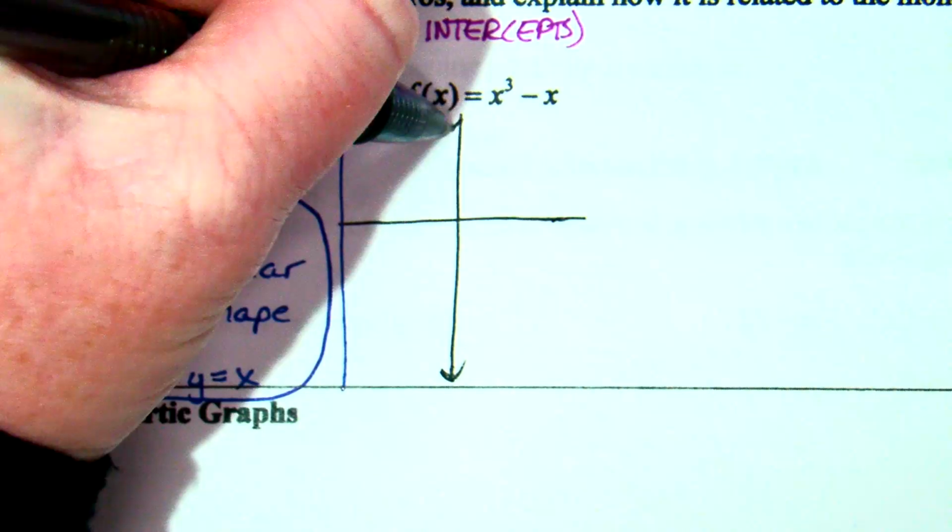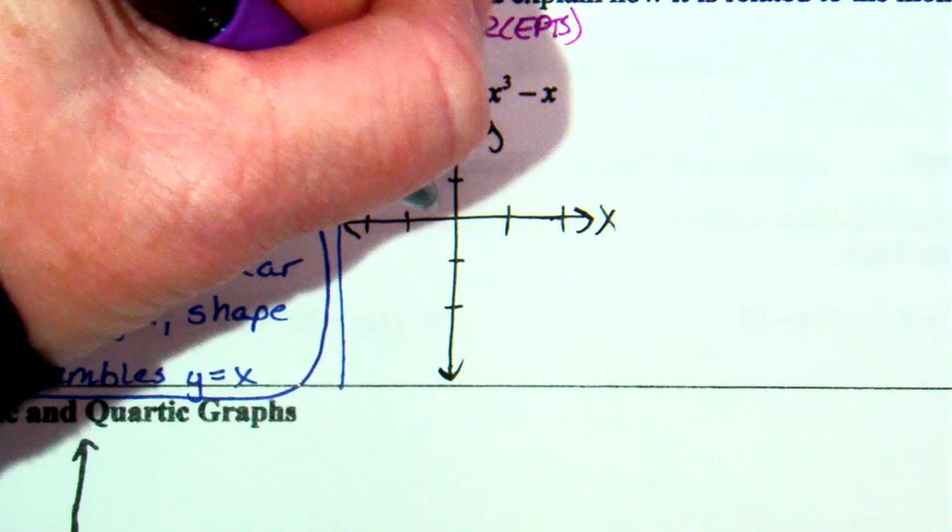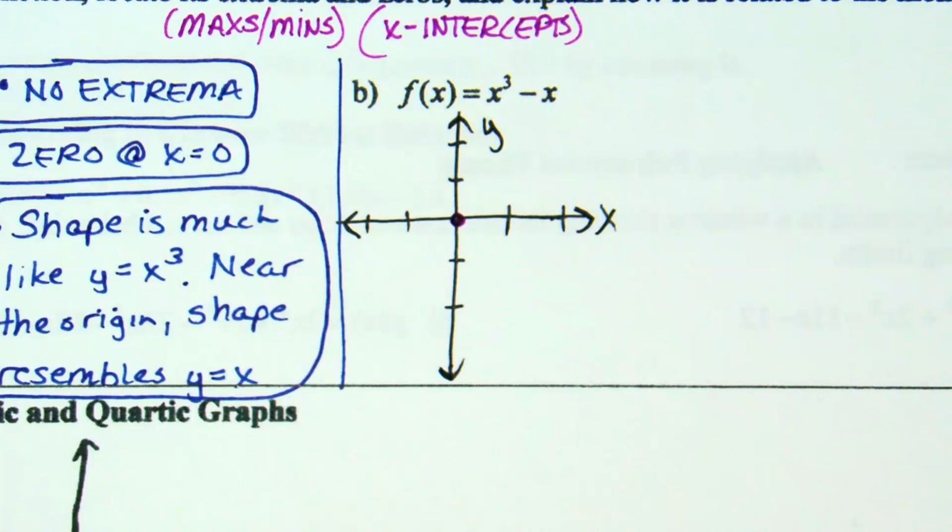Okay, think about it. What happens when we put in 0? 0 to the third minus 0. 0 minus 0, which is 0. So again, we have a point at 0, 0. Okay, good. What happens when we put in 1? 1 to the third minus 1. What? 0. So we have the ordered pair 1, 0. Interesting. What happens when I put in negative 1?